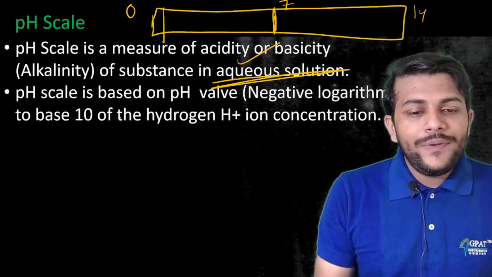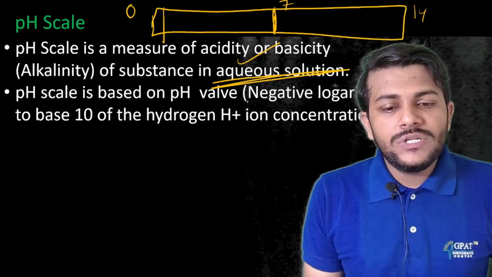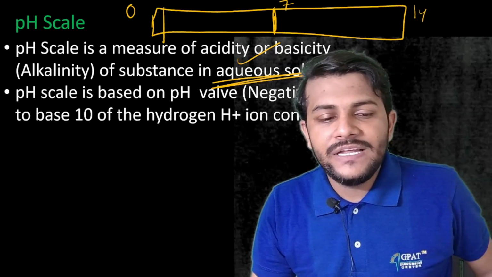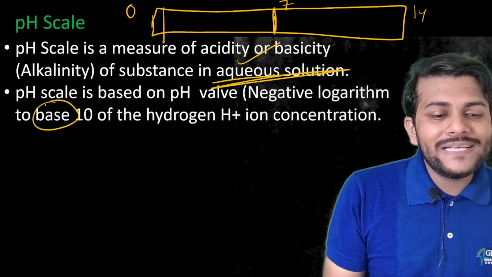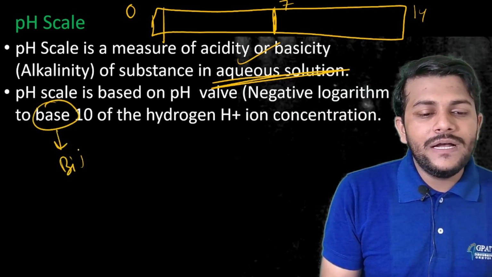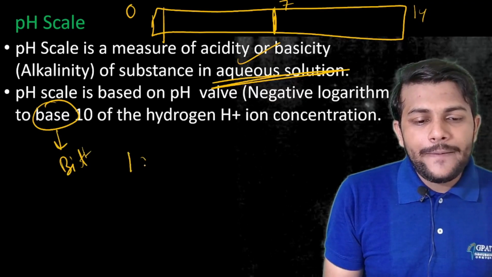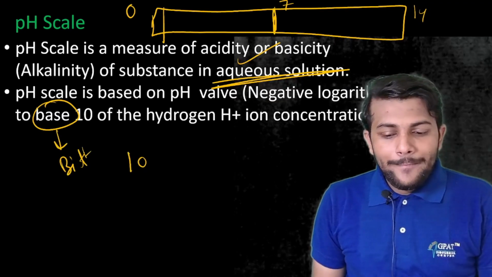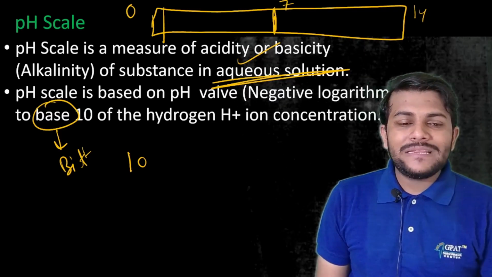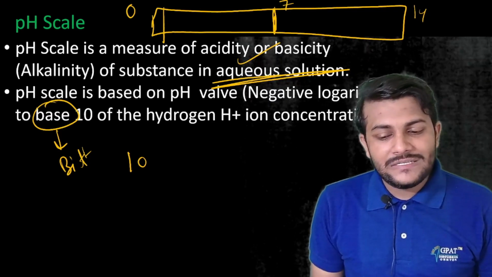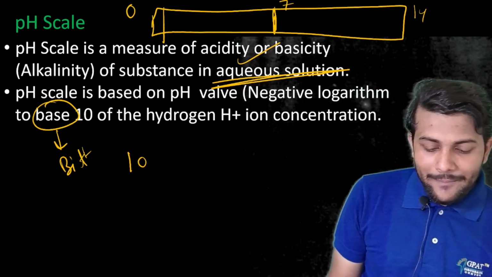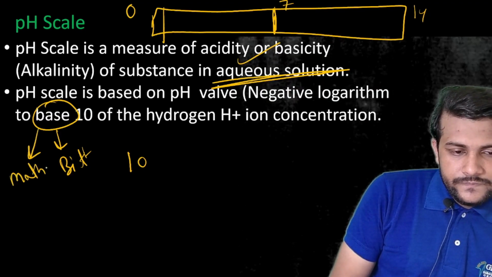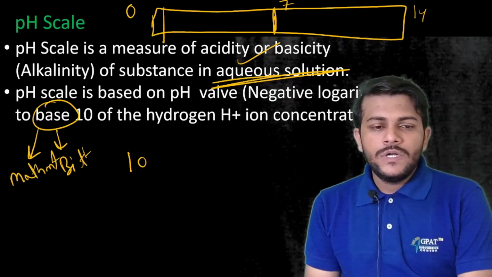Got it? So the pH scale is based on the pH value, that is negative logarithm of base 10 of H positive ion concentration. It is not base like bitter, okay? It is base 10. Base 10 means a mathematical term. It is not a chemistry term like base. No. It is a mathematical term. Got it?